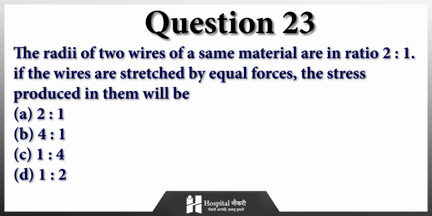Next question is, the radii of two wires of the same material are in ratio of 2:1. If the wires are stretched by equal forces, the stress produced in them will be 2:1, 4:1, 1:4 or 1:2. The correct option is 1:4.